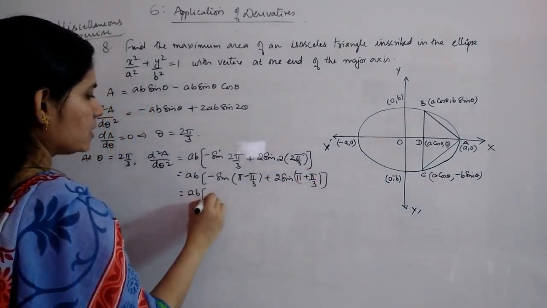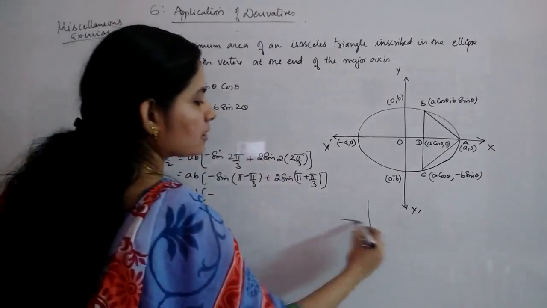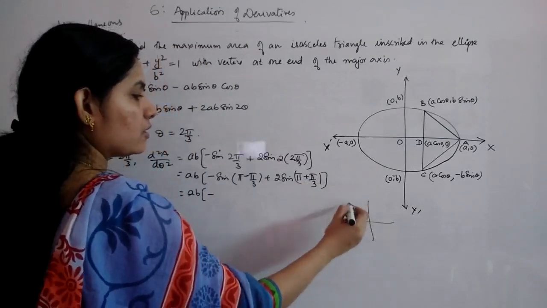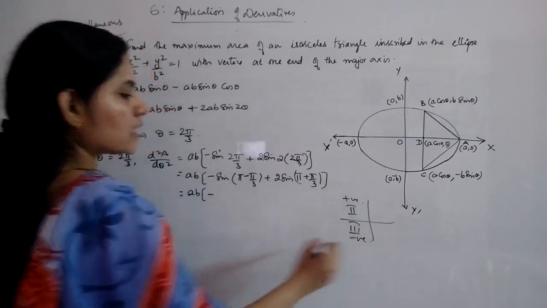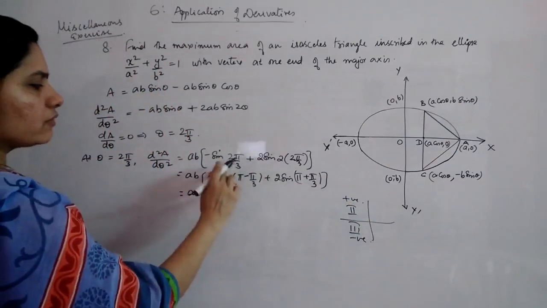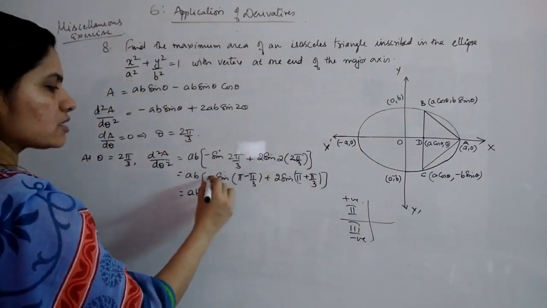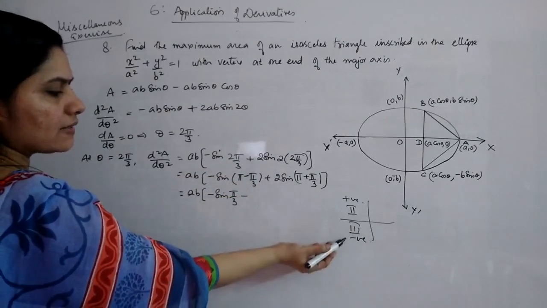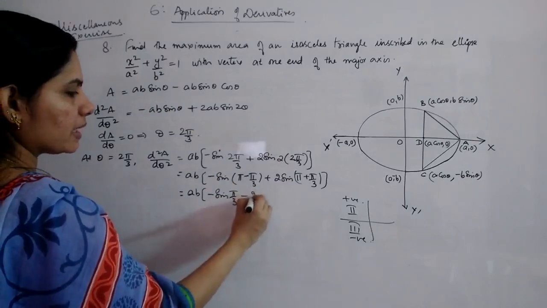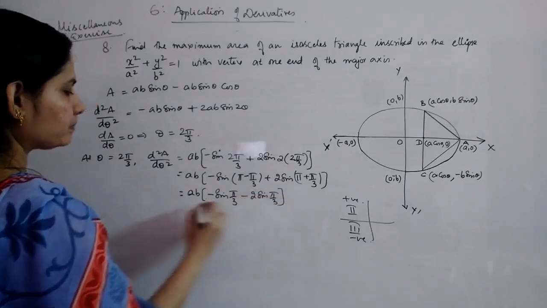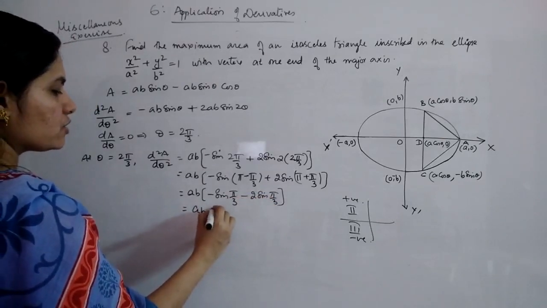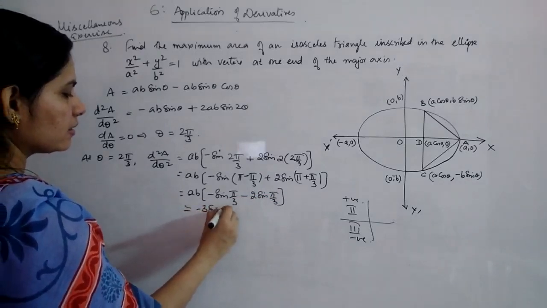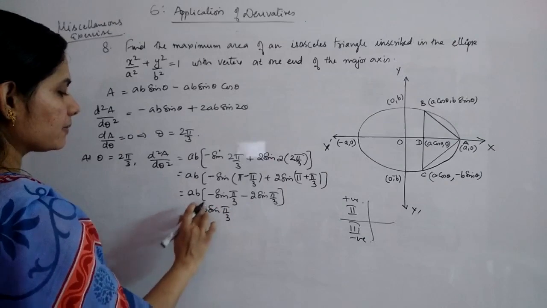So this is AB into, again pi minus pi by 3 is in the second quadrant and pi plus pi by 3 is in the third quadrant. In the second quadrant sine is positive and in the third quadrant sine is negative. So here this has no change in the sign, so it is minus sin pi by 3. Minus is already there. Here this will give you a negative sign because it is in the third quadrant, so it is becoming minus 2 sin pi by 3. So AB into minus 3 sin pi by 3, right?